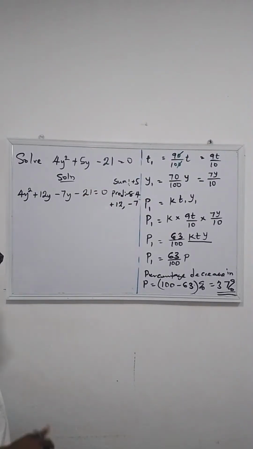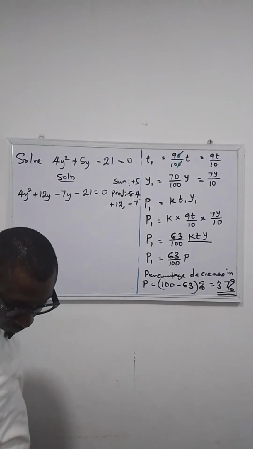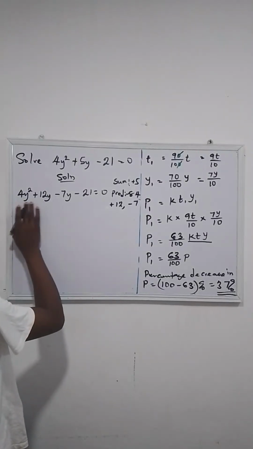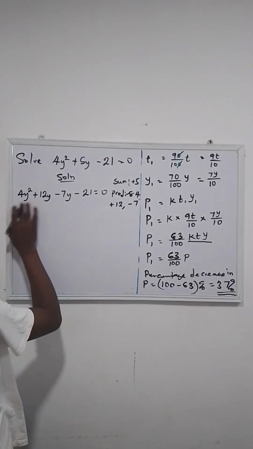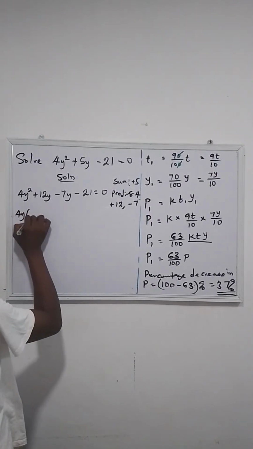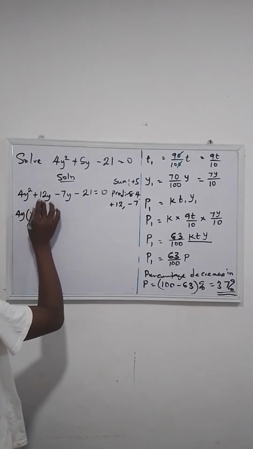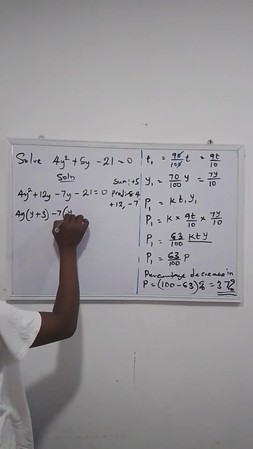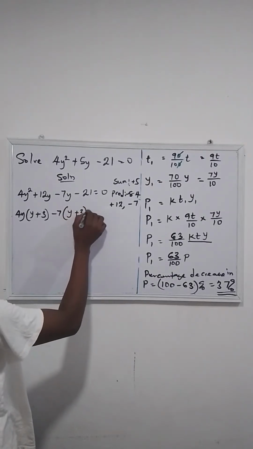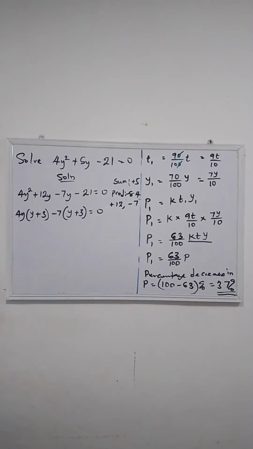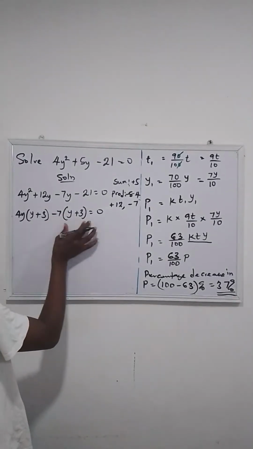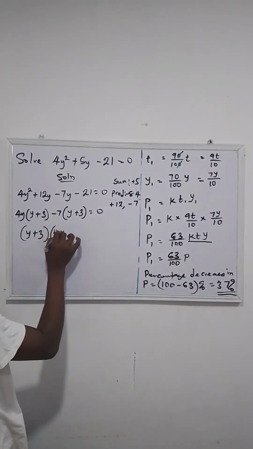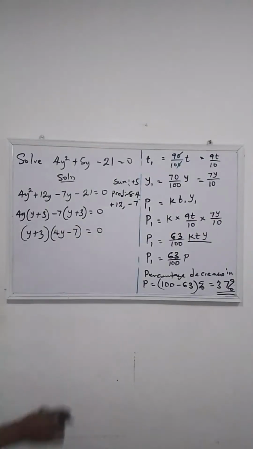Okay, so now you'll find the GCD of these two terms. So what is the GCD? That's 4y. So when you divide this by 4y, we have y plus 3. Okay, what's the GCD here? Negative 7. We have y plus 3 equals to 0. Okay, so now you can factor this out. So when you factor it out, you have y plus 3 times 4y minus 7 equals to 0.